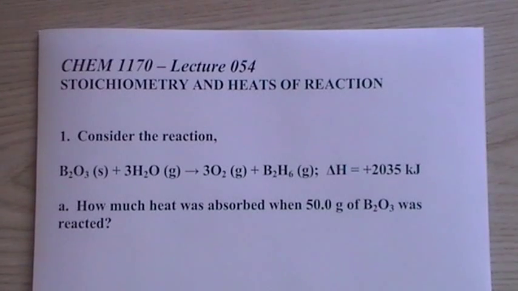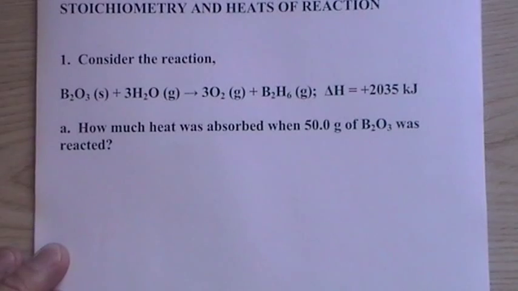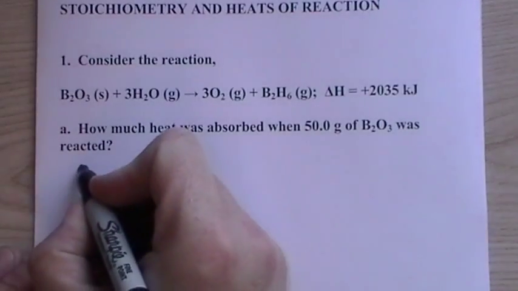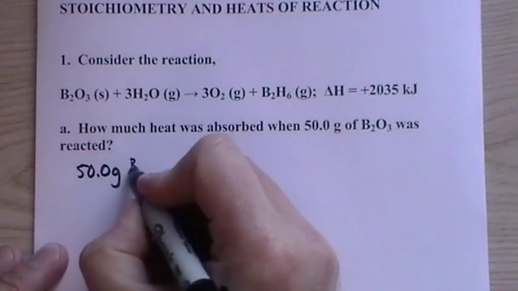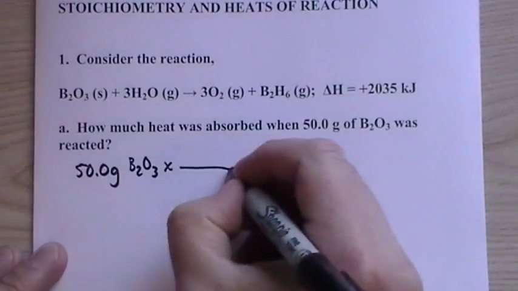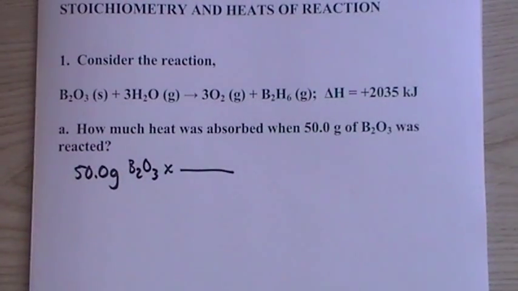So how much heat was absorbed when 50 grams of B2O3 was reacted? And this boron oxide probably has a name. I guess it would be diboron trioxide. It's unusual, but it might also have a common name. But we start with this. We have to convert to moles if we're going to work with this chemical equation. And if you're given a chemical equation, generally you're going to be using it for a calculation.